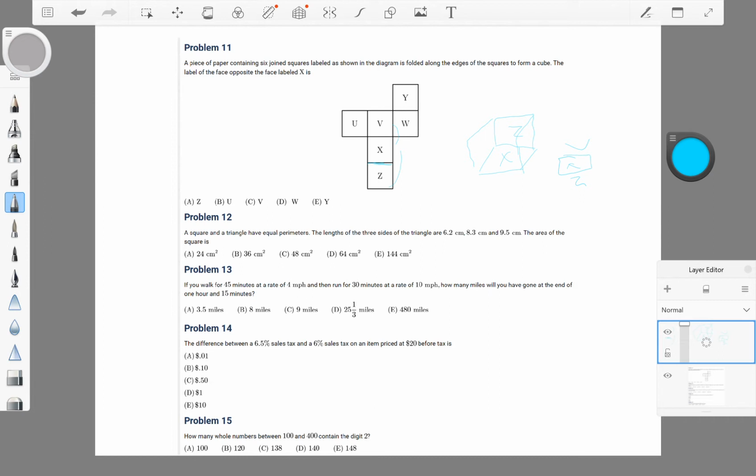And then U and W have to be opposite each other. Because think about it, if you fold W onto V and U onto V, then they're both going to be opposite each other, meaning that neither of them can be opposite of X. So V and Z are opposite, U and W are opposite, and the only thing that's left is X and Y. So they have to be opposite. We're finding the opposite of the face labeled X, so our answer is Y.